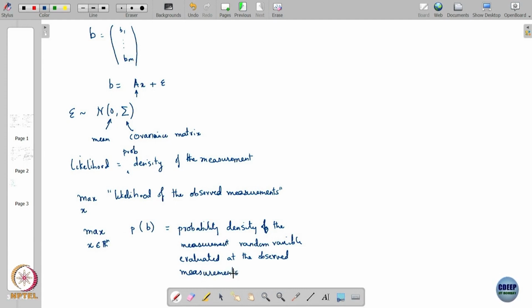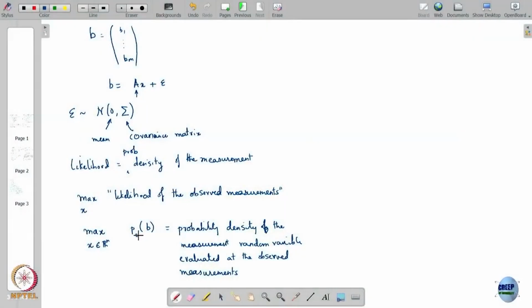Now, this is the probability density of this. It is derived directly from the probability density of the noise itself and the system model that you have built. So, consequently, it implicitly depends on x. I will write a small x here just to indicate that there is a dependence on the x.